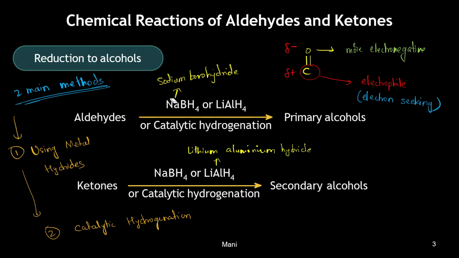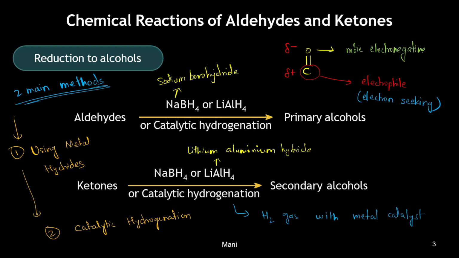First method is you will be using either sodium borohydride or lithium aluminum hydride so that primary alcohols will be created. Or you can use the second method, that is catalytic hydrogenation, where you will be using hydrogen gas with a metal catalyst. Remember, the second one is hydrogen gas with a metal catalyst. Is that clear?